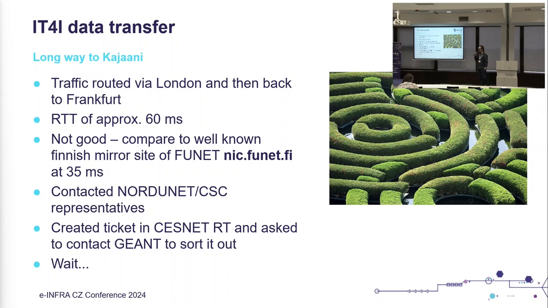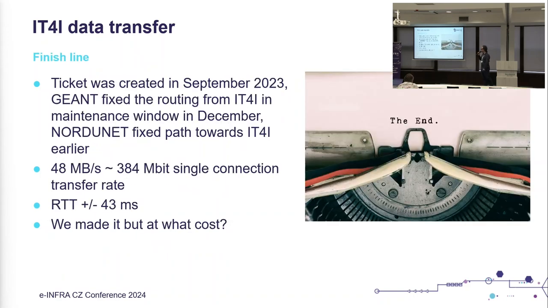So we contacted NORDUnet, after quite some time spent searching who to contact exactly at those sites. We created a ticket in the CESNET RT ticket system and contacted GÉANT to sort the routing out. So that happened, and from September to December we waited. And finally, we got something like 48 megabytes per second, which let's say is 2 times better, but not something to write home about. Evidently, we can see the round trip time has decreased. But at what cost did that happen?